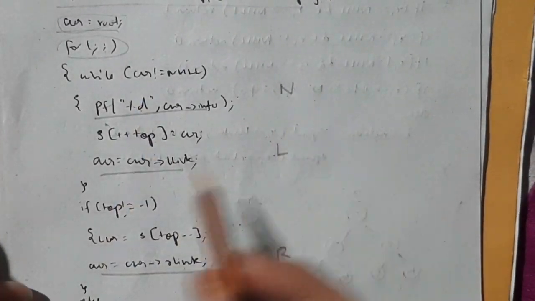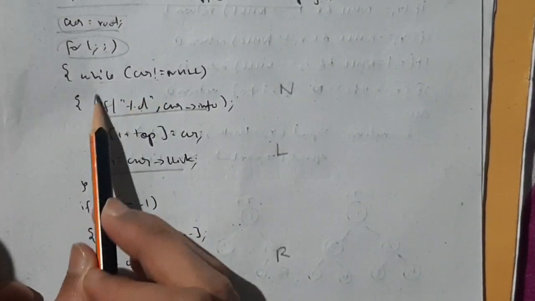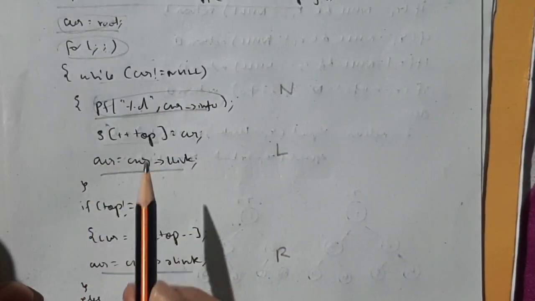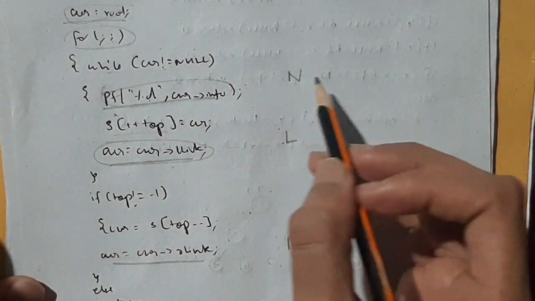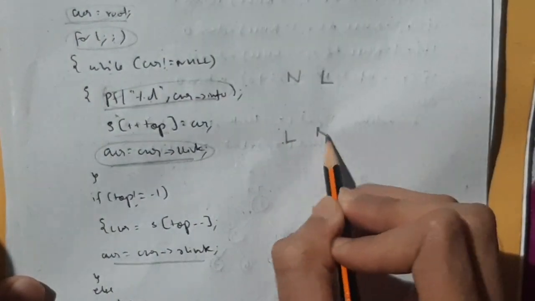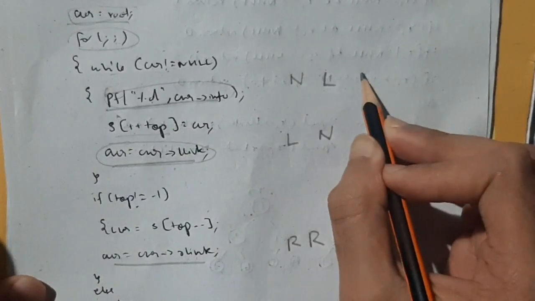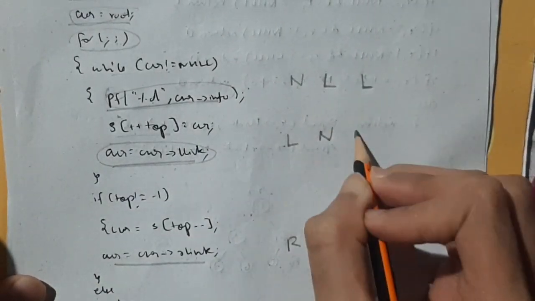See, pre-order is NLR, no? So first, inside the while loop, printf. Then you will put it in the stack, then you will go to the L link. Then after the while loop gets over, you have to finally go to the R link. In that way you can memorize. For in-order it is LNR. For post-order it is LRN. For post-order it's a bit different code, but the thing is the same. So in that way you can at least write 2-3 times and memorize, and remember this trick for your exams.